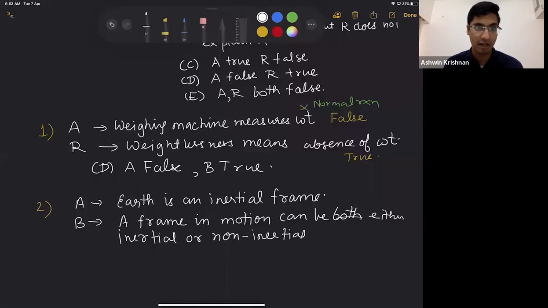Yes, sometimes assertion reason does come in NEET. Okay, this is not B, this is R. So think of the two statements and answer this for me. First, Earth is an inertial frame. Again, these are all tricky questions. You don't need to do calculations, but you need to understand the concept really, really well.